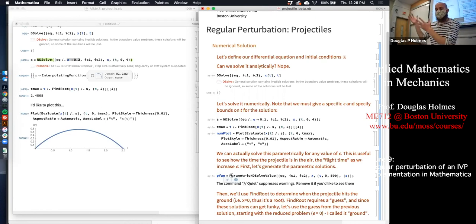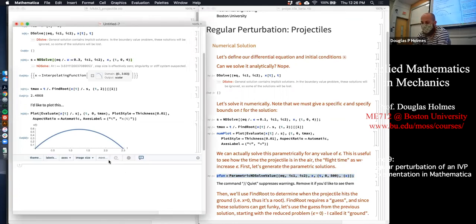We can generate all those columns in one line of code by doing this parametrically, so this is parametric NDSolve. It actually uses NDSolveValue. I've looked into this, I cannot tell the difference between these two things, so I can't explain it, but I know that what this is doing is trying to parametrically solve this equation for a whole bunch of different epsilon values.